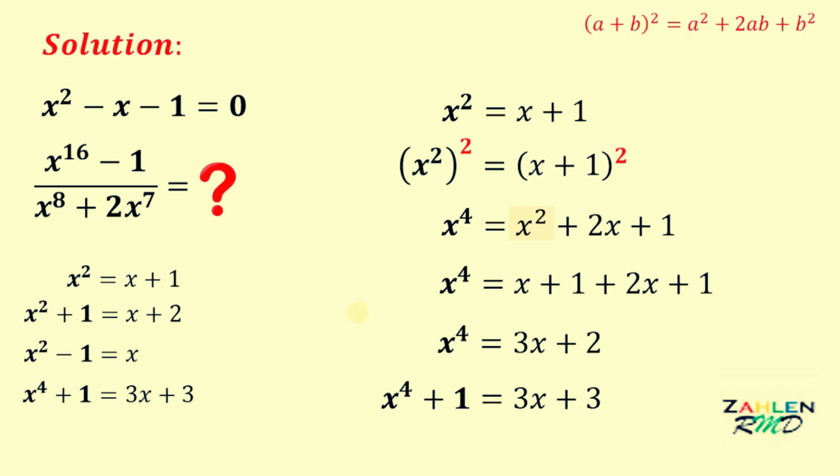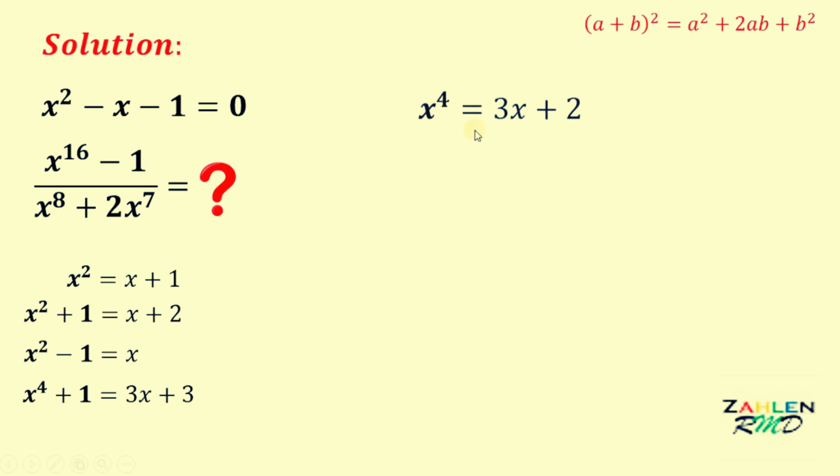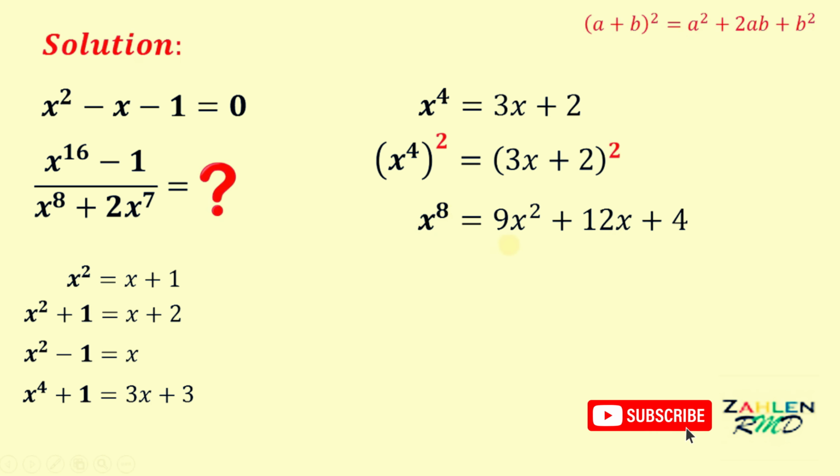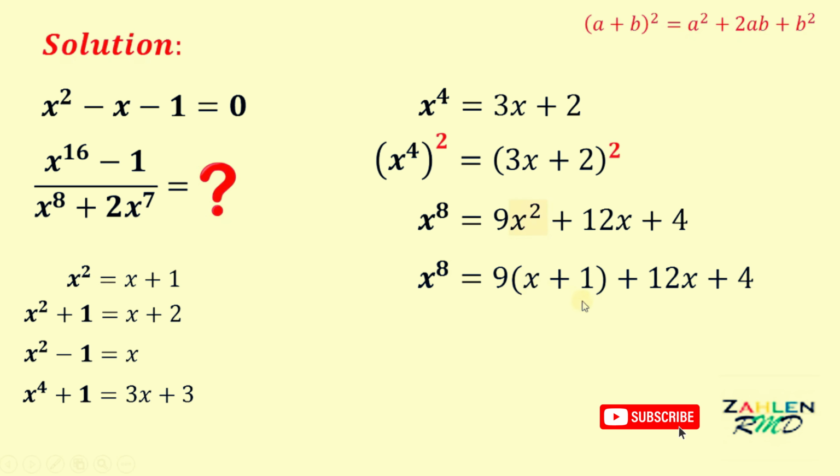Now at this point, let's start with this equation: x to the 4th equals 3x plus 2. Square both sides. Again, we will use this identity. Therefore, the right-hand side becomes 9x squared plus 12x plus 4, and on the left side, we have x raised to 8. Again, we see an x squared, and we know that x squared must be equal to x plus 1. Therefore, we can substitute x squared with x plus 1.